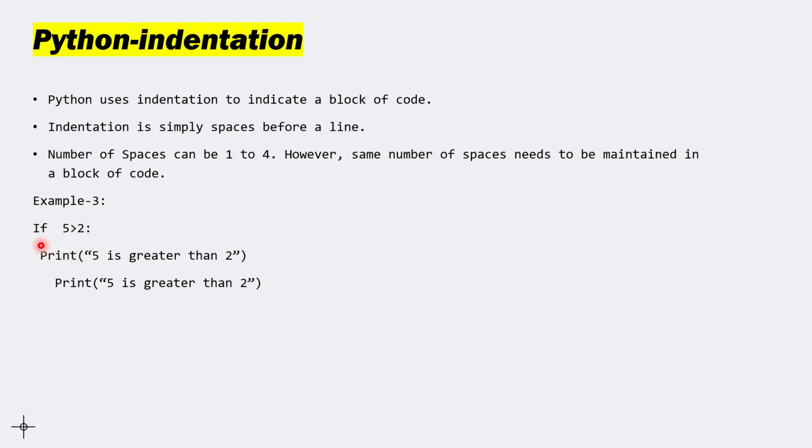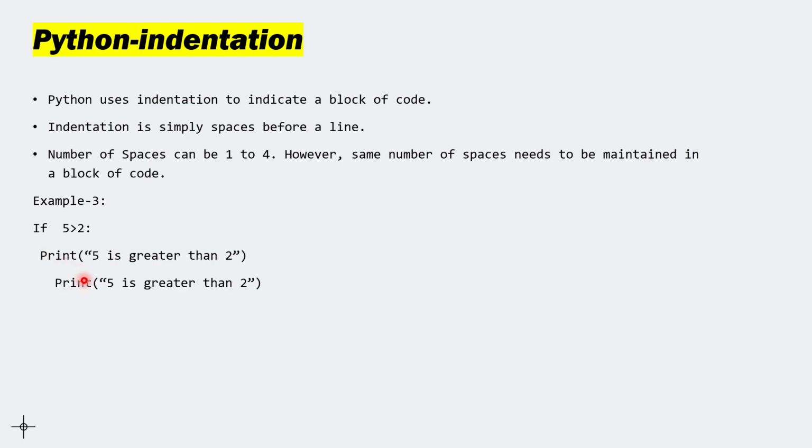So here, under this conditional statement, if 5 is greater than 2 and then a colon, when I go to the second line, there is a space. This space is called the indentation. So I have used a single space here. I could use double, triple, or maybe 4 spaces.